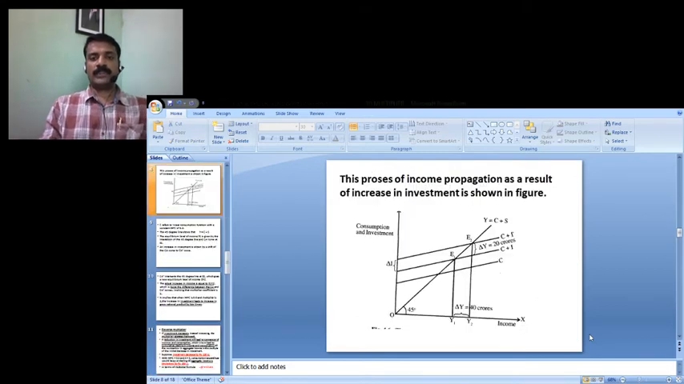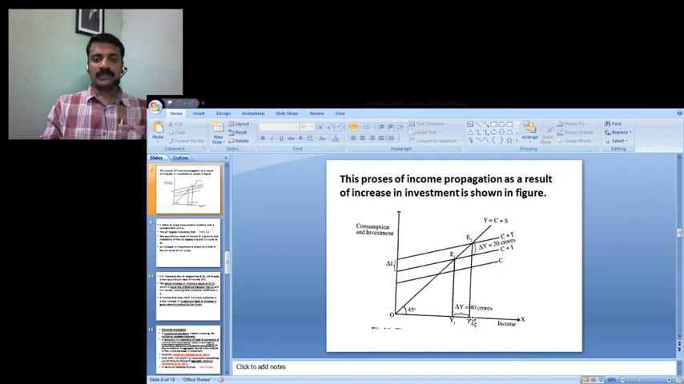The process of income propagation: here the 45-degree line, income, consumption plus savings and income line. Aggregate saving, consumption line. Here there is a consumption line, and consumption plus investment happens. So OY1 is the income level, there is an equilibrium point E1. From there an investment is increased, C plus I to C plus I dash. Investment is increased, that leads to an increase in the income level from Y1 to Y2.